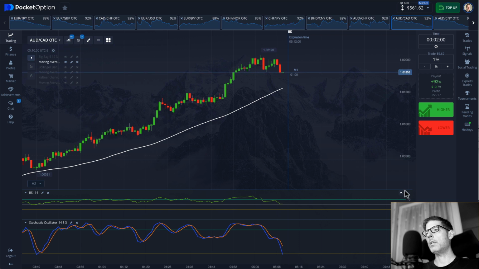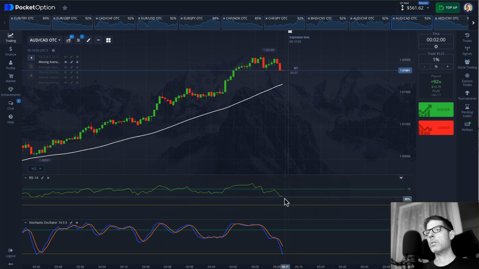We have the RSI, which is touching the 50 mark, the 50 line right here. You can see that. And we also have the blue line on the stochastic that it's being separated. I like that. I'm going to go ahead and take a quick buy on that. And let's go ahead and see how this works out.